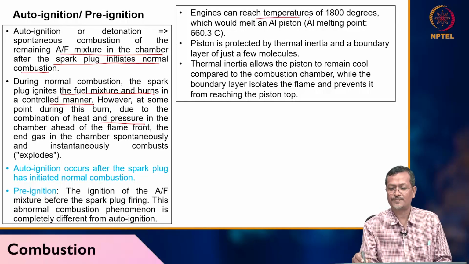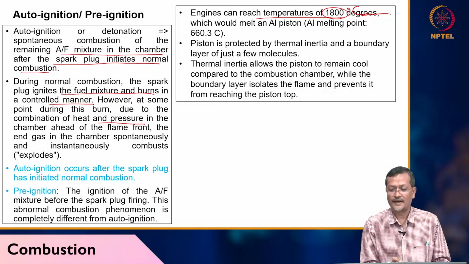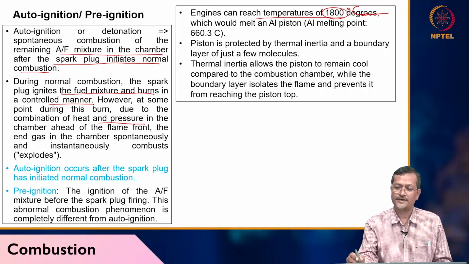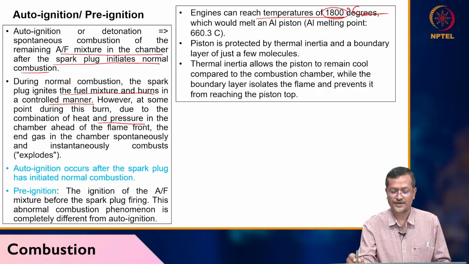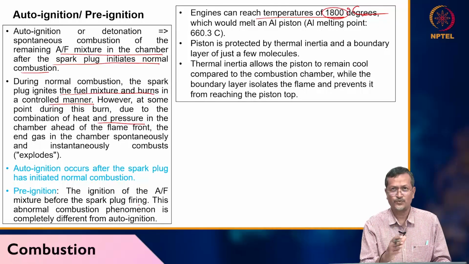Okay, an engine can reach a temperature of 1800 degrees centigrade, which would melt an aluminum piston. A piston is normally made of aluminum, cast iron or some alloy steel. Aluminum's melting point is 660.3 degrees centigrade, and steel will have more, maybe 1200 maximum, but your engine temperature is becoming 1800 degrees centigrade. That means at this temperature the system will not sustain, so you have to remove heat as soon as possible.